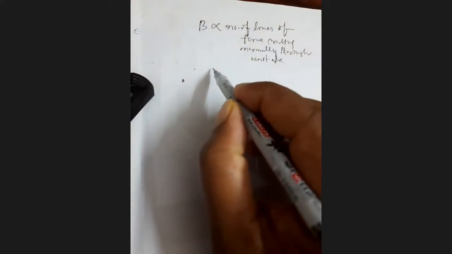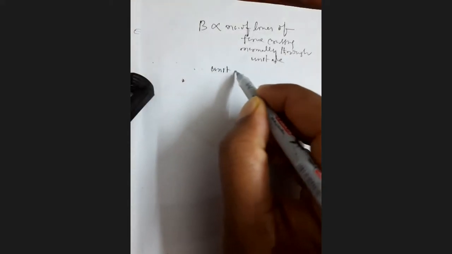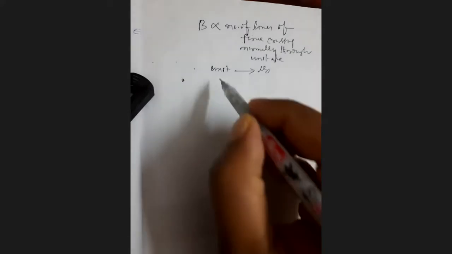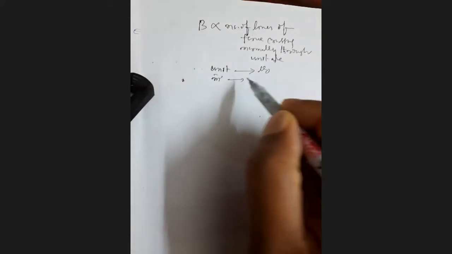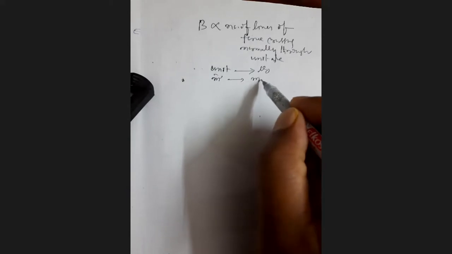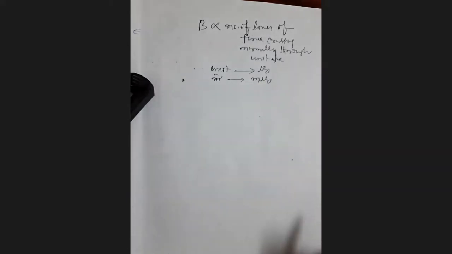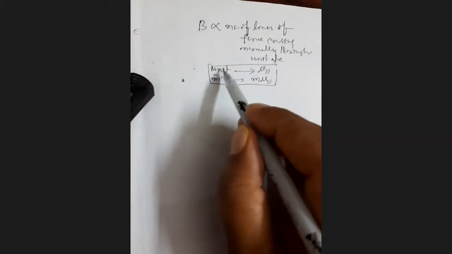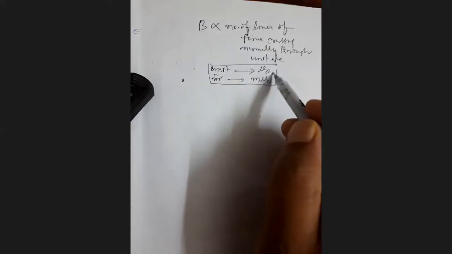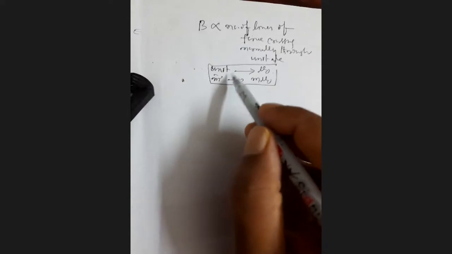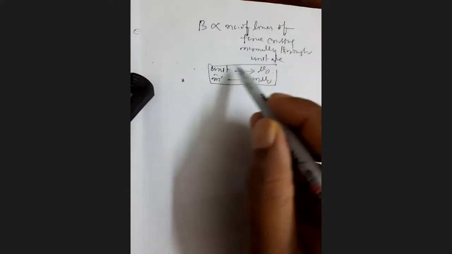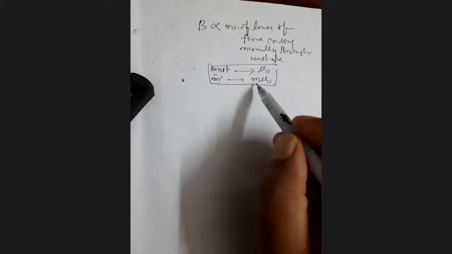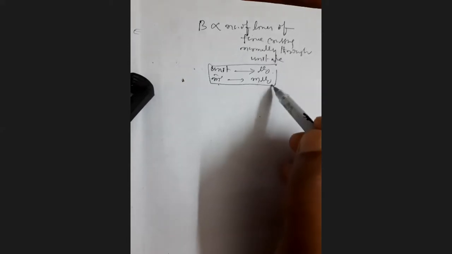Suppose you consider that a unit pole can emit mu naught lines of force. Then a pole of strength m will emit m into mu naught lines. Okay, this you should also remember. From a unit north pole, mu naught lines of force will come out. If it is a south pole, mu naught lines of force will move towards itself. For m pole strength, the number of lines of force originating will be m into mu naught, right?